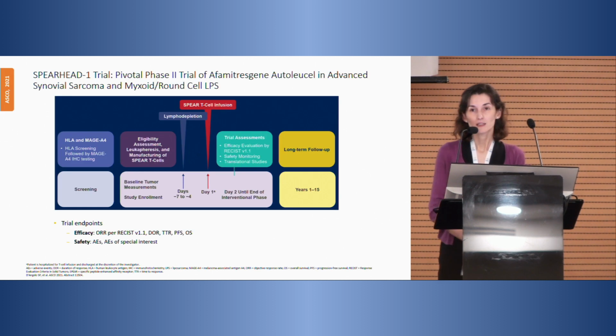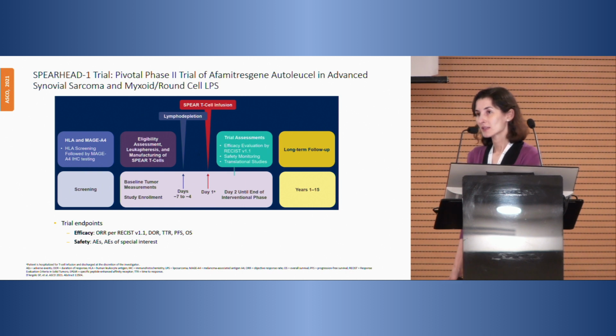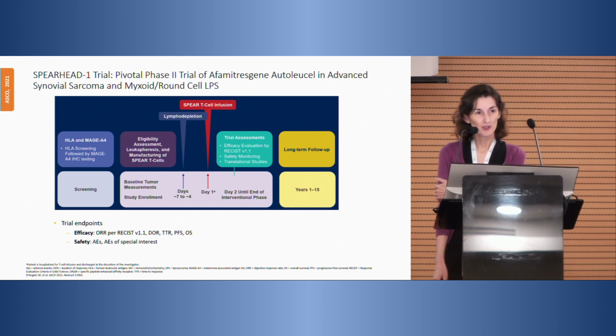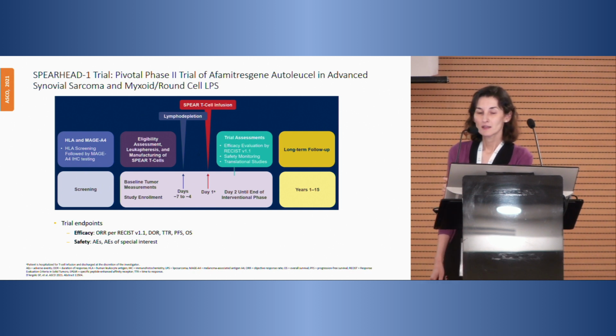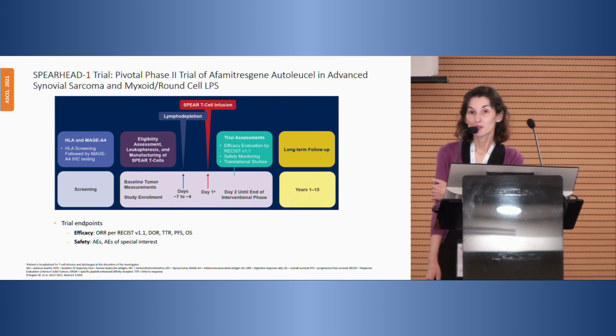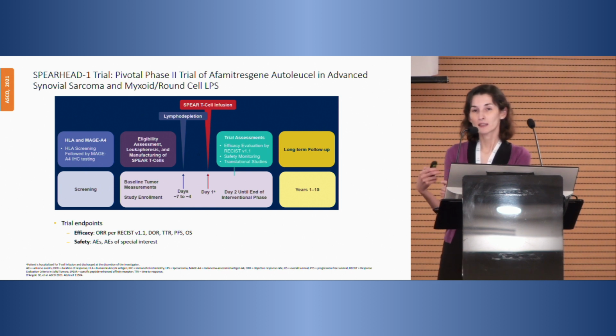And finally, I'd like to talk about another cell therapy trial, which just published an updated result. SPEARHEAD-1 is another cell therapy trial in soft tissue sarcomas. This time, rather than targeting the NY-ESO protein, they are targeting MAGE-A4. They've used exactly the same technique. They've identified patients who express this protein in their tumors. They've isolated their T cells, engineered the T cells, and infused them back to the patient.